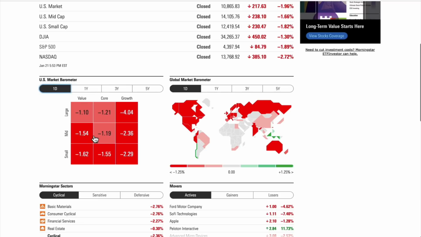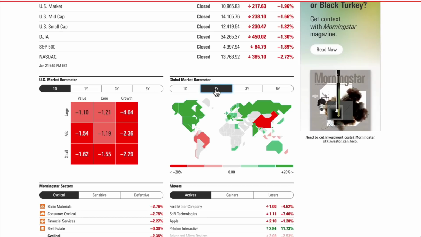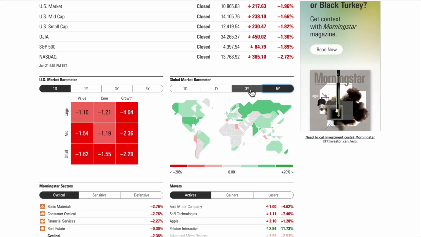The day just gives you a very high level view of, okay, well, in terms of style, what's happening, and it looks like no to growth, yes to value in terms of outperformance. And here is the globe over the last day. Not a lot of places to hide. Over the last year, it looked a little bit better. 3 years and 5 years. So it gives you some idea.